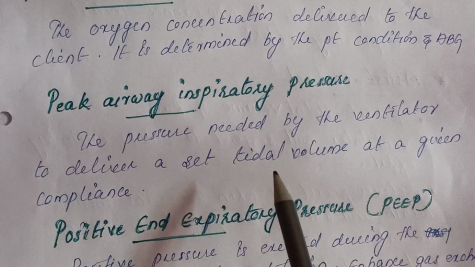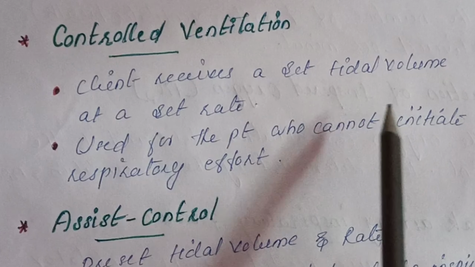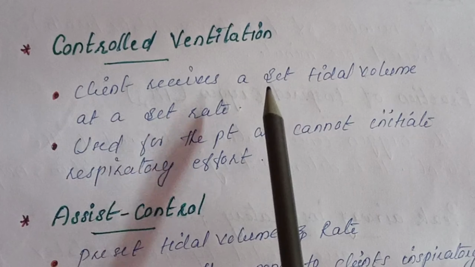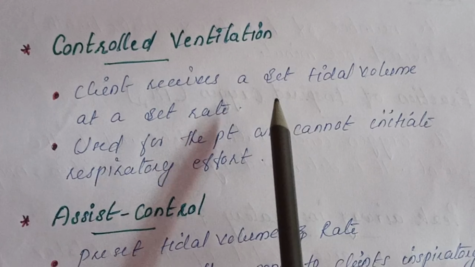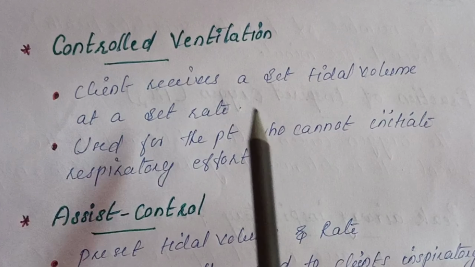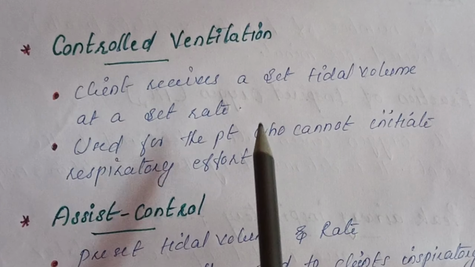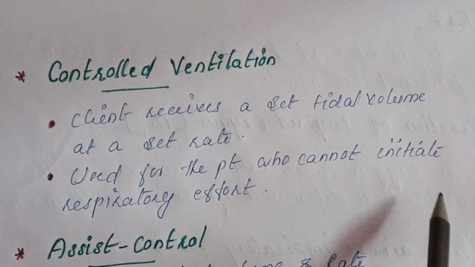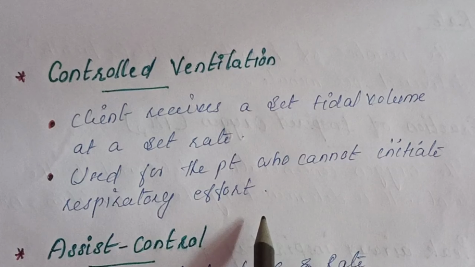Last one is the PSV, pressure support ventilation. Now first one is controlled ventilation. In controlled ventilation, the client receives a set tidal volume at a set rate. The respiration is completely controlled by the ventilator and it will not allow the patient to breathe. In this mode, the patient should be paralyzed and should not breathe. It is mainly used for the patient who cannot initiate respiratory effort.